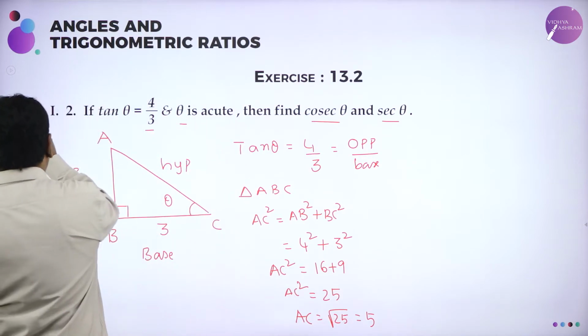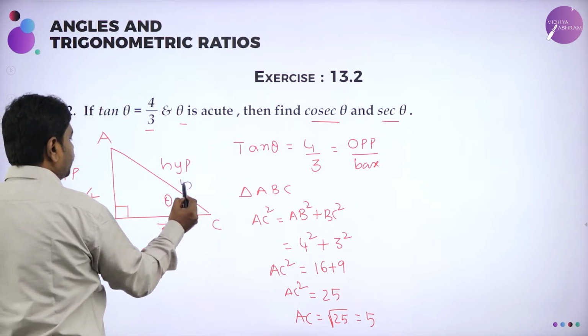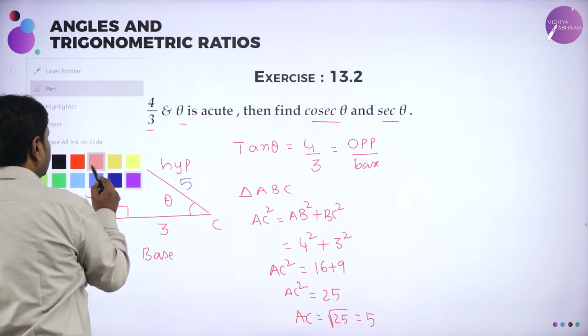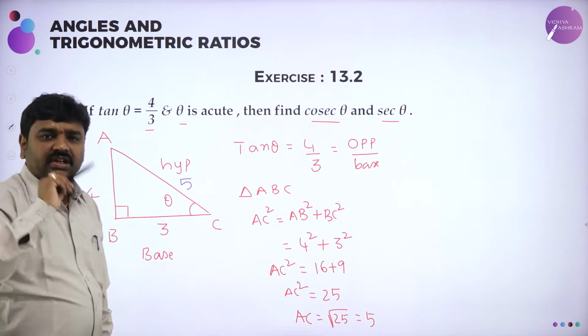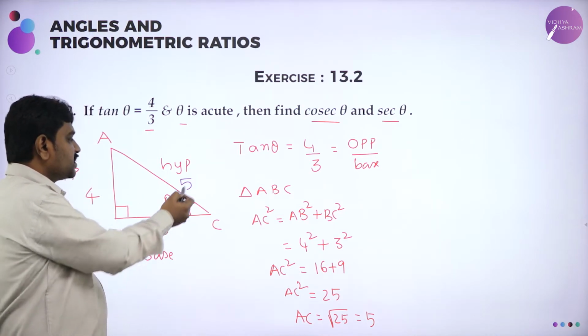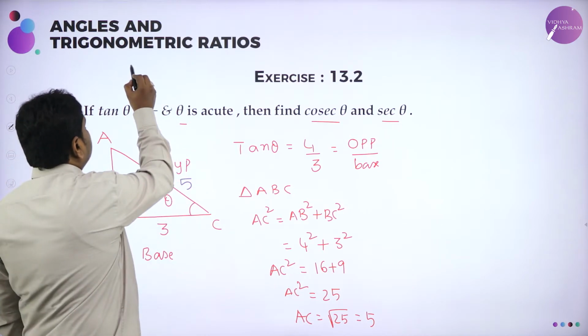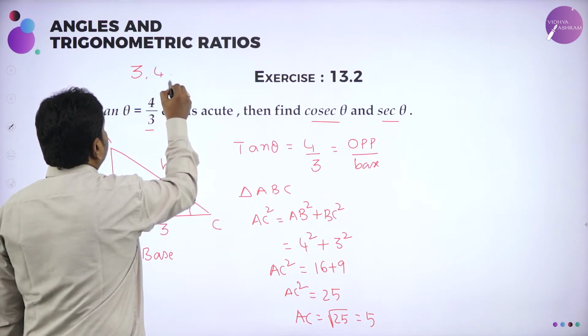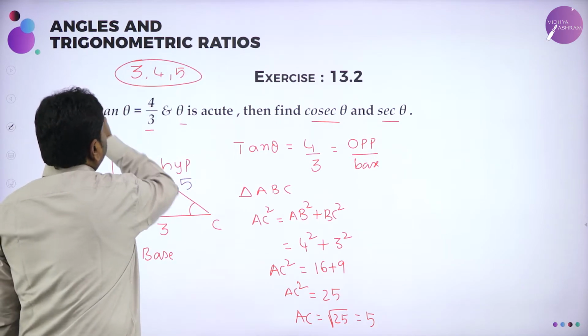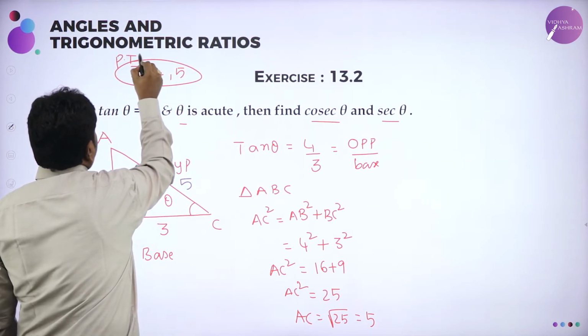So now this side is unknown. What is this? 5. Dear students, I told you already, 3, 4, 5 are Pythagorean triplets. Since they give 4 and 3, the missing number is 5, you can write. So this makes your process faster. 3, 4, 5 are what? Pythagorean triplets. So we call them Pythagorean triplets.